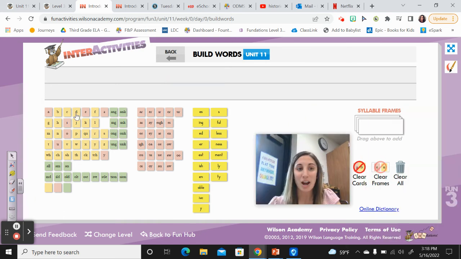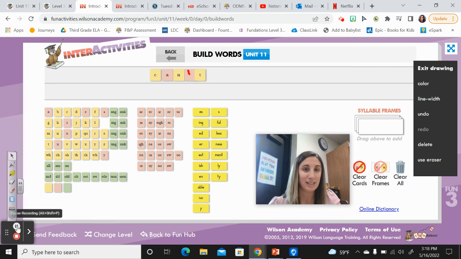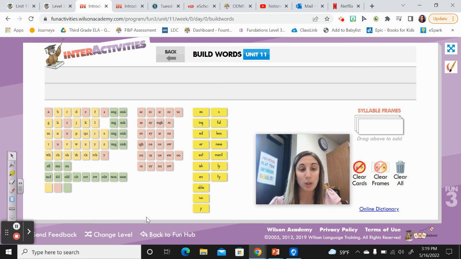All right, the second contraction is can't. Say it. Can't. How do I spell it? C-A-N apostrophe T. And this one is a tad bit of a rule breaker because what are the original two words? Can, not. But when you write the contraction can't, you only use one N, right? Can, not. Excellent.